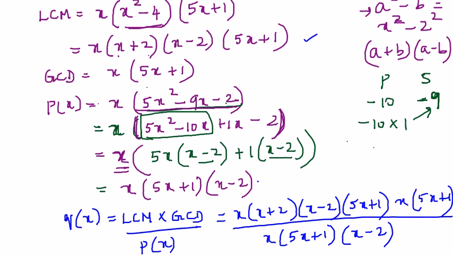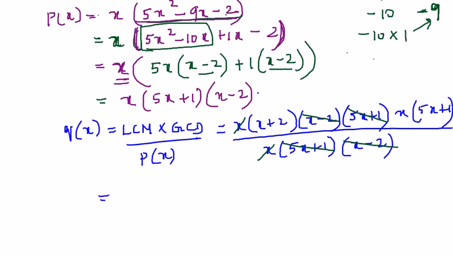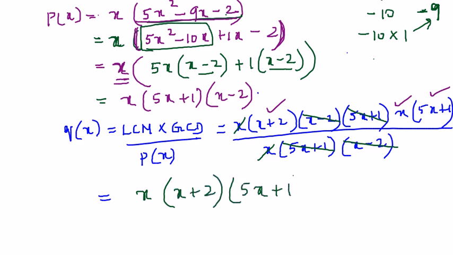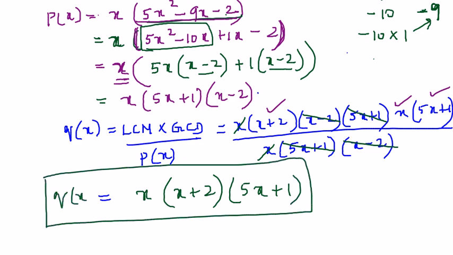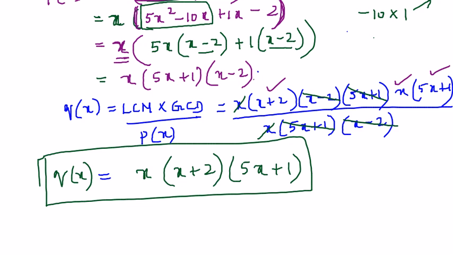So what are the things you can cancel off? This x minus 2 term, this x over here, and a 5x plus 1. So what remains is x plus 2, x and 5x plus 1. So the answer will be x into x plus 2 into 5x plus 1. You can just leave it at this. You need not further multiply it or anything of that sort. This is the final answer.